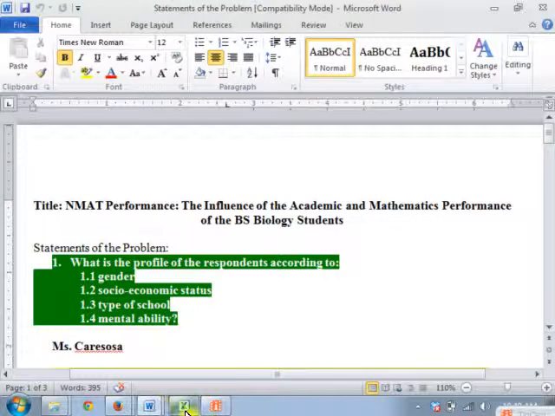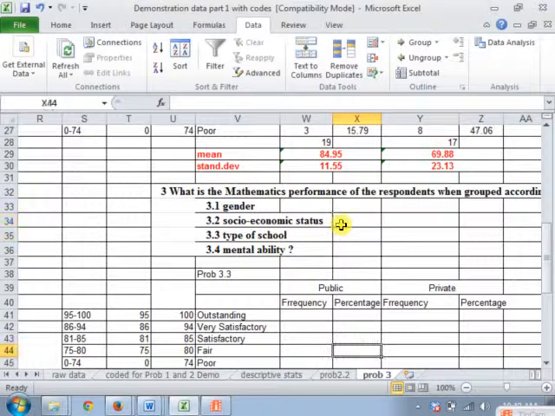So which means what exactly? Let's look at the problem now. Exactly what do we want? It says, what is the mathematics performance of the respondents when they're grouped according to, we will do 3.3, type of school. Basically, when my students are from public or from private, when I group them according to that variable, type of school, public or private, what is their mathematics performance? If you look at the rows, you cannot just automatically see that, right?